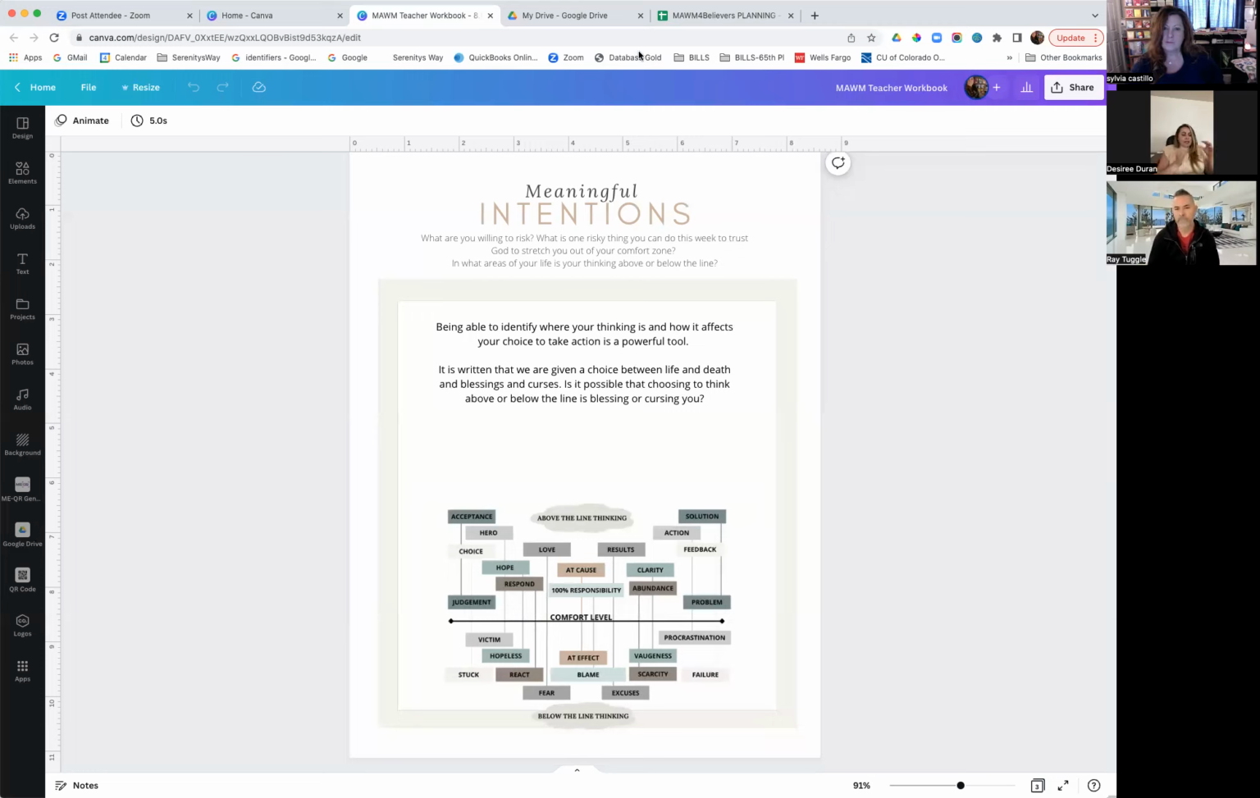I made a box on a separate piece of paper and asked, okay, how am I above the line thinking or below the line thinking in these areas? That helped me understand more and dive deeper into each topic, and where I could change that thinking in those different aspects of my life.